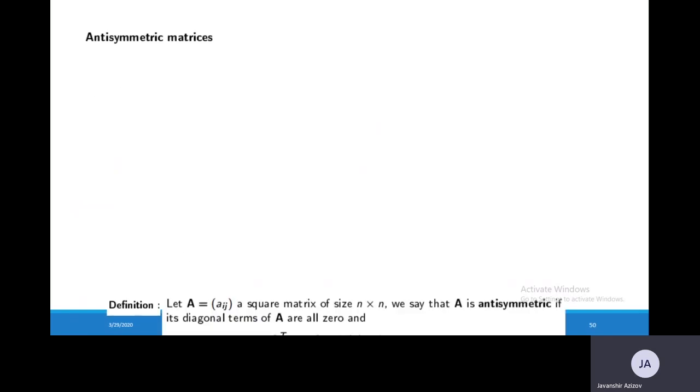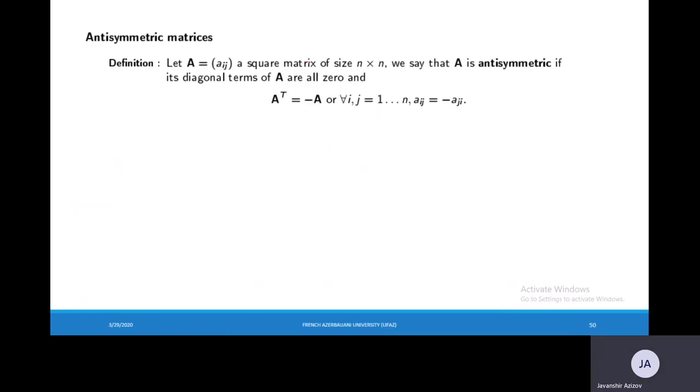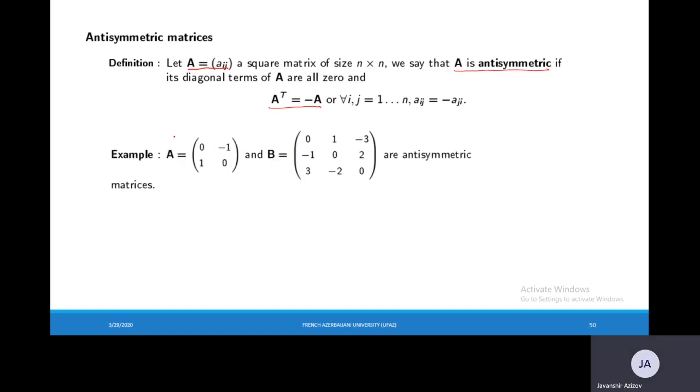Antisymmetric matrices. Suppose that we have an n times n size square matrix A. If all diagonal elements of A are zeros and the transpose of A is minus A, in this case we say that the matrix A is antisymmetric. Example. These matrices are antisymmetric matrices. Why?